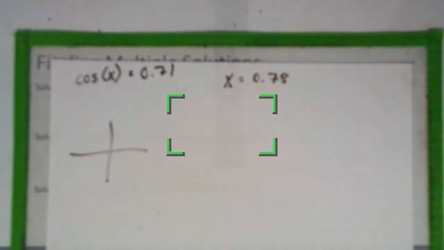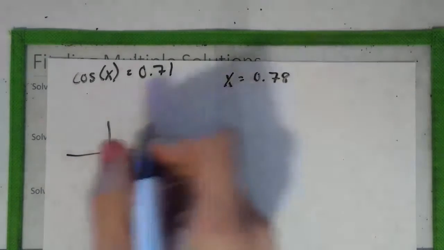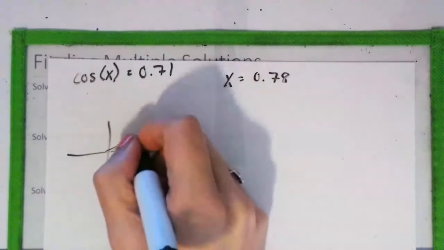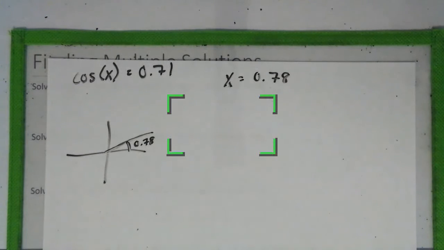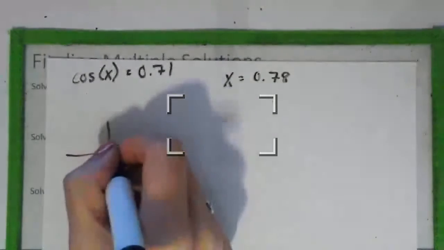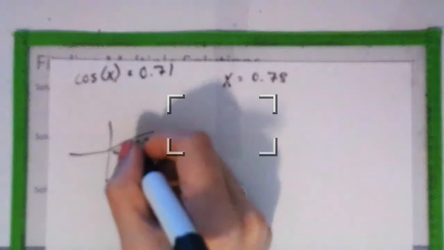I need to figure out where this angle lies. Well, it's positive, and cosine is positive in quadrants 1 and 4. That's pretty small. That's going to be in quadrant 1. So we know this angle is 0.78. We need the other angle that works. So it's going to be in quadrant 4 because that's where cosine's positive. And it's going to have the same reference angle, the 0.78.